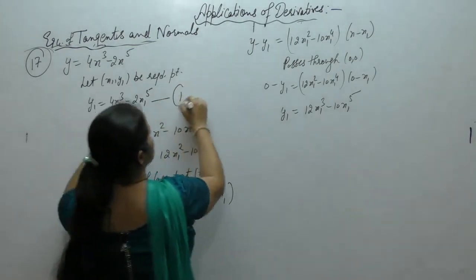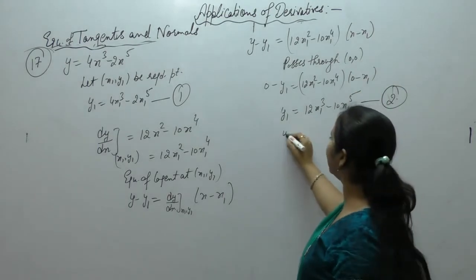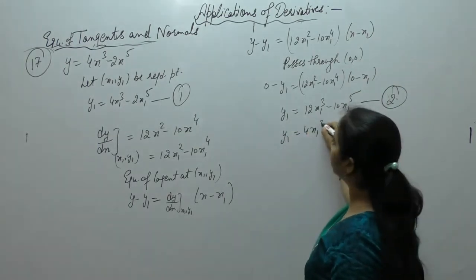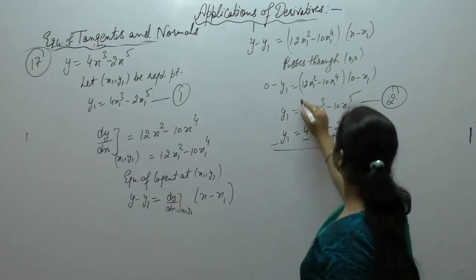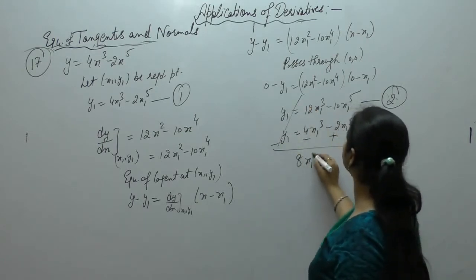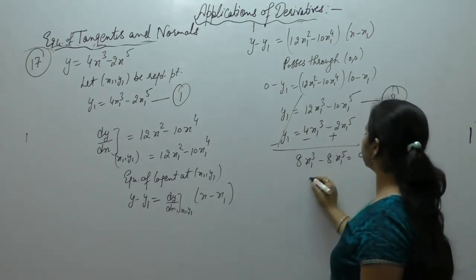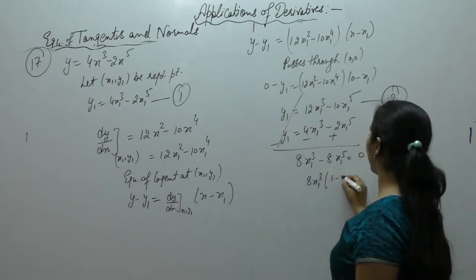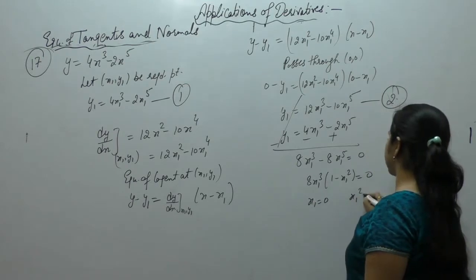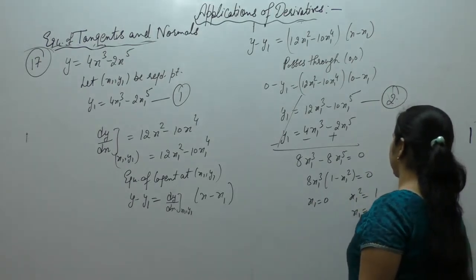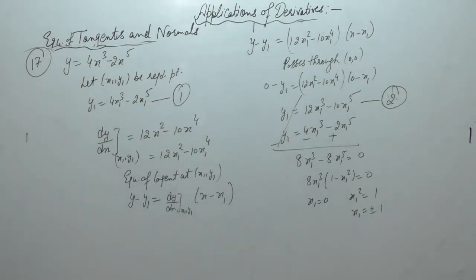Let this equation as 1 and this as 2. Subtract these equations to find the value of x1 and y1. 4x1 cube minus 2x1 power 5. 12 minus 4 is 8, minus 10 plus 2. So 8x1 cube into 1 minus x1 square. So x1 is 0, x1 square is 1. So x1 is plus minus 1. Is it clear up to here?